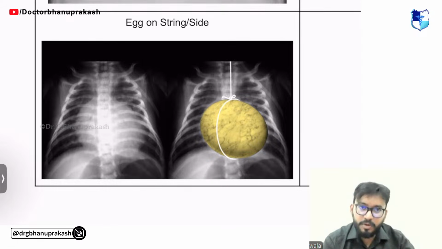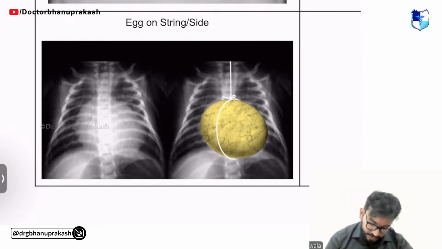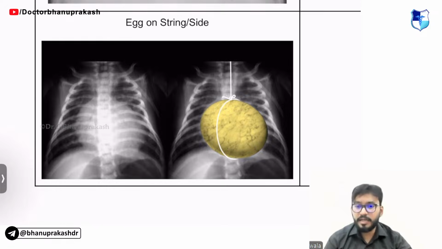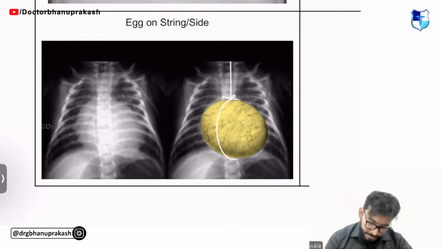Yes, what is this, guys? Come on. I've given you the hint. It's on the screen. No, it is okay. VSD, RVH. Okay, Egg on a string appearance. Yes, the answer to this question is egg on a string or egg on side appearance in transposition of great arteries or TGA. Yes.